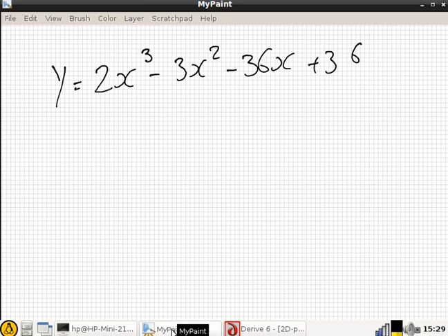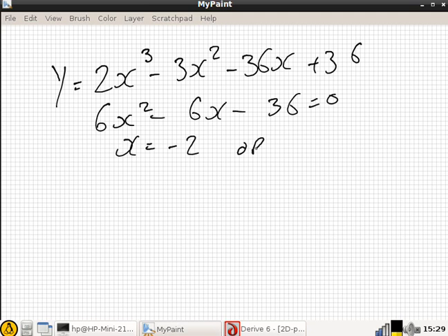So let's have a look at that now. So we define the second one. Well, first let me just quickly do the first part. 6x squared minus 6x minus 36 equals 0. X equals minus 2 or 3, was it? Yeah. All right. Now, that is the first derivative. Now let's find the second derivative. It is 12x minus 6.